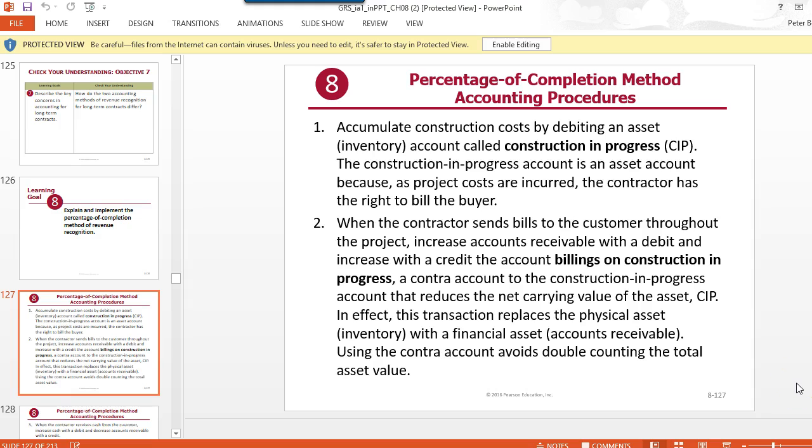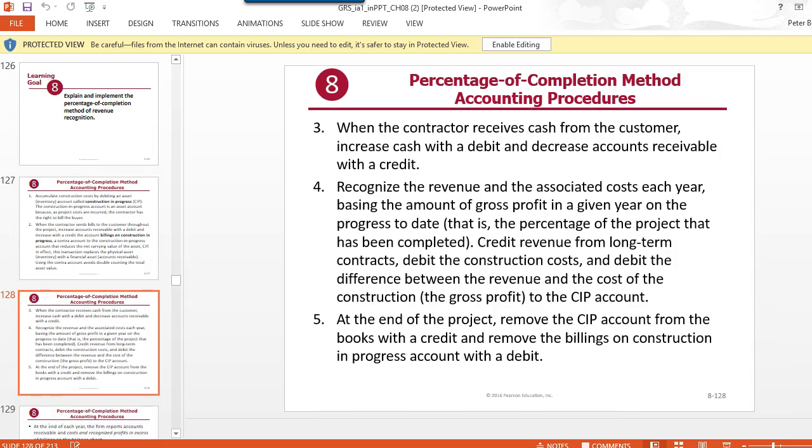So we have this net carrying value of the asset with the CIP. In effect, this transaction replaces the physical asset with a financial one, accounts receivable. When the contractor receives cash, we're obviously going to debit cash and credit accounts receivable for that amount. So that's a simple entry that no one should have difficulty with.